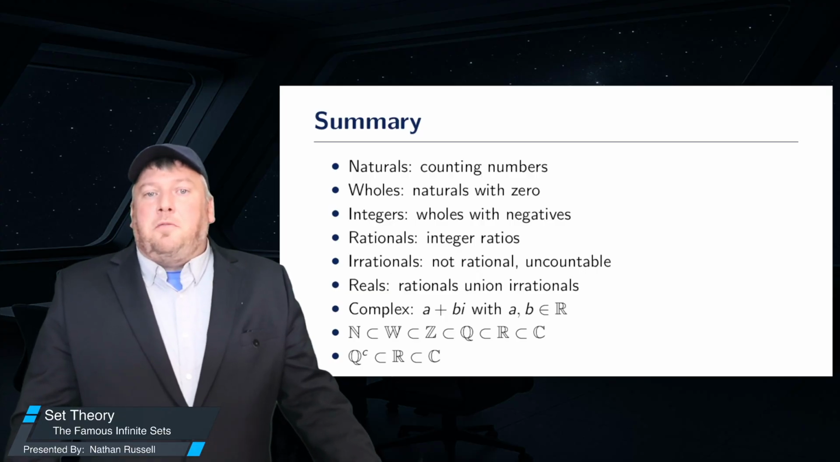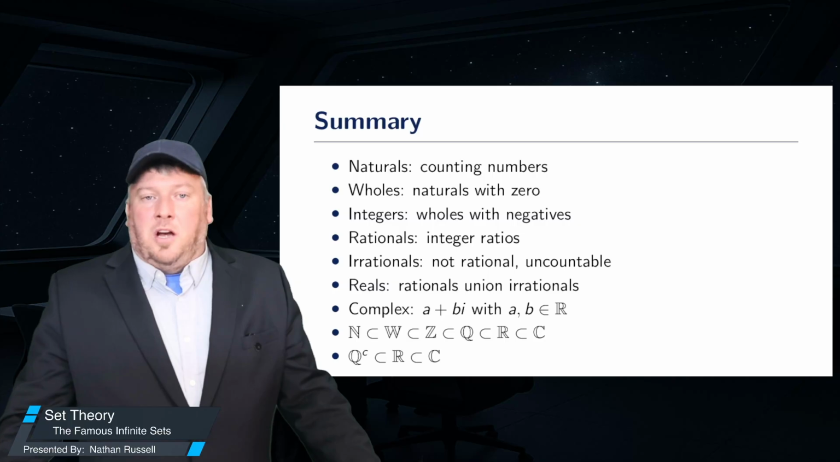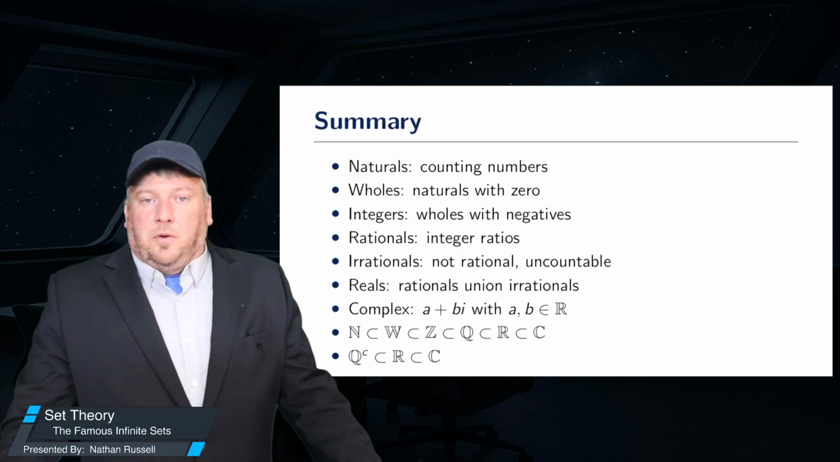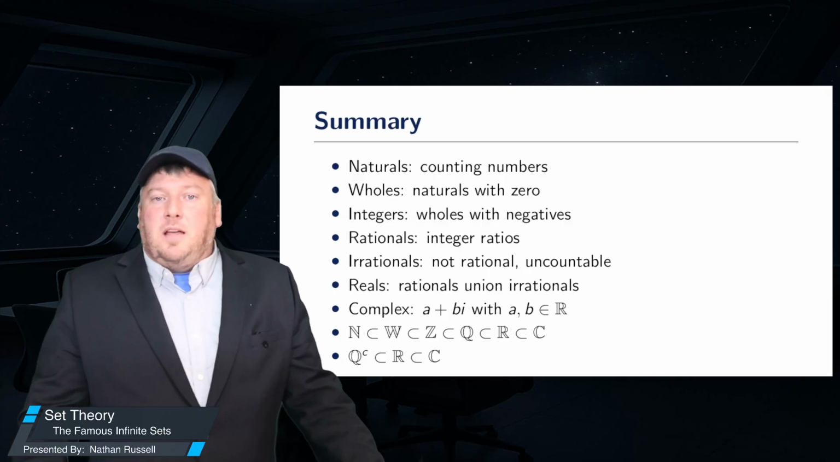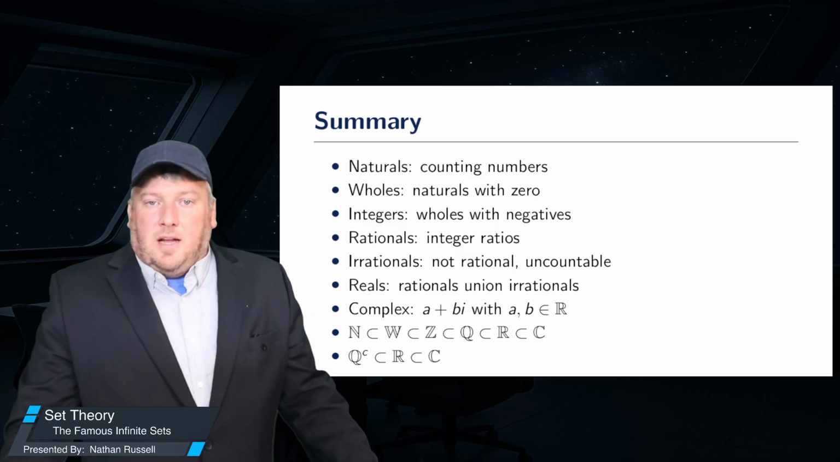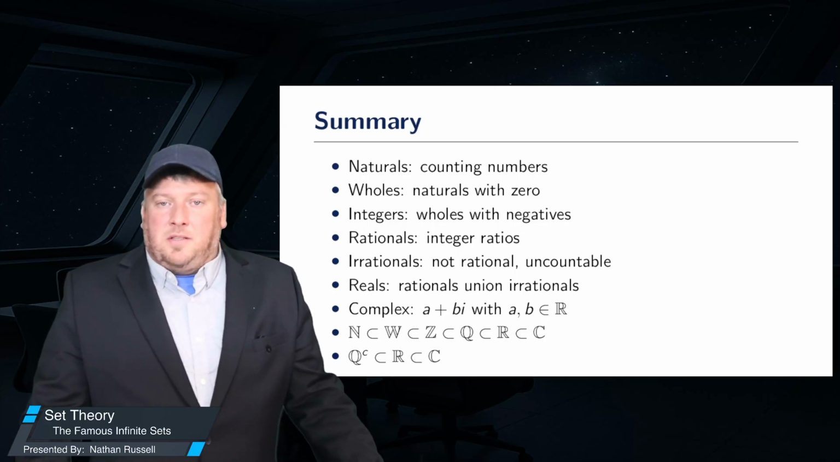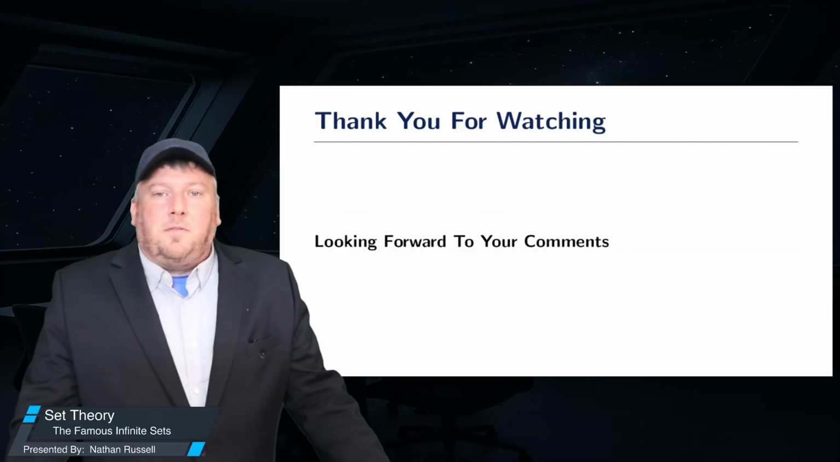The reals are effectively the rationals union the irrationals. The complex numbers are the numbers having the form a plus bi, such that a and b are real numbers. So hopefully you understand this chain of subsets that I have listed, as well as the irrational chain of subsets that I have listed.